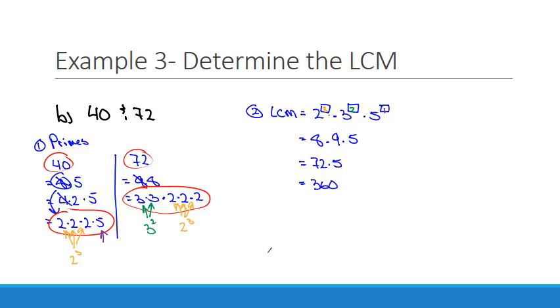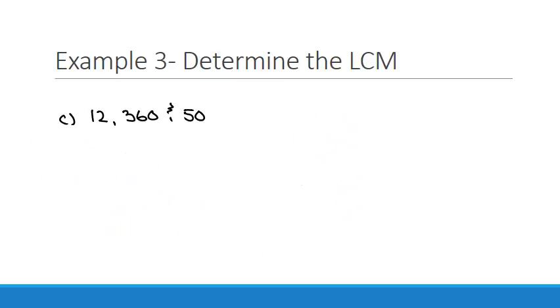Again, if you really want to, you could make your list. Before I move on, there's 40, 80, 120, 160. Like, I'm going to get there. I just don't feel like doing it, but eventually I would get there. Same with 72. 72 is kind of uglier to count by. Like, I don't feel like doing it again, but I could do that. I would also get 360 in both lists.